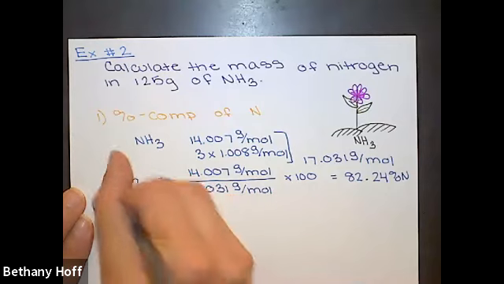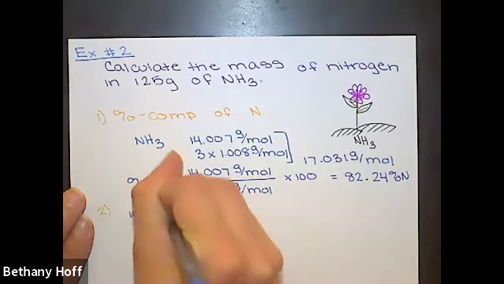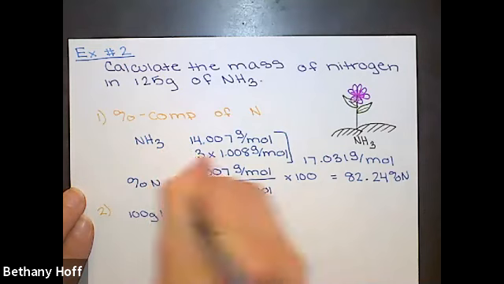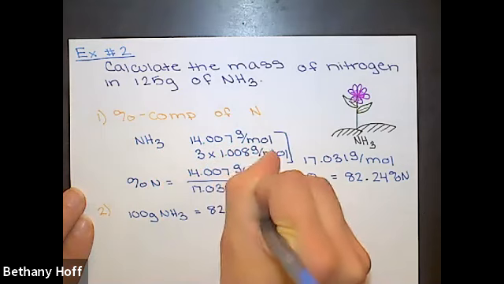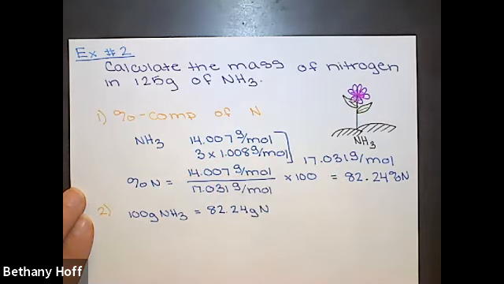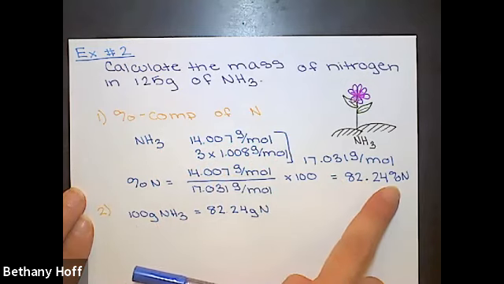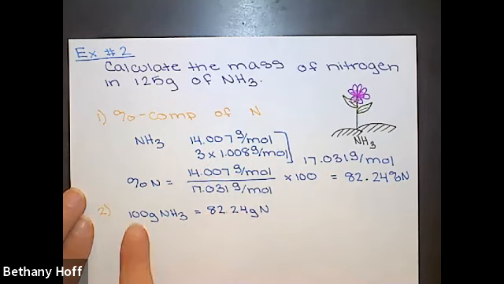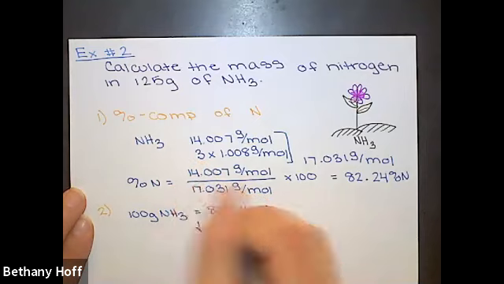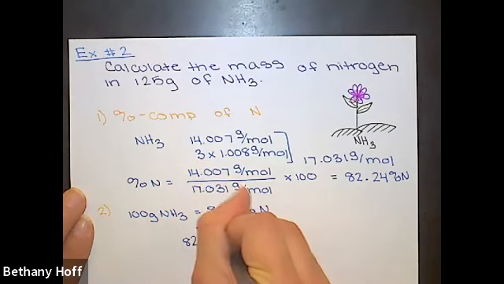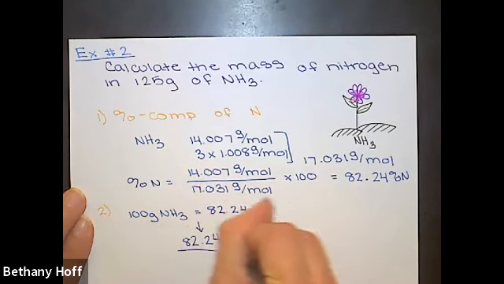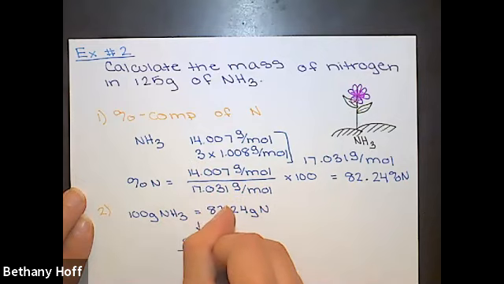Step number 2, we need to set up our conversion factor and assume a 100-gram sample. So if we have a 100-gram sample of ammonia, that means that we have 82.24 grams of nitrogen. Because, again, if we have a 100-gram sample, 82.24% of that is nitrogen. So 82.24% of the 100 grams is going to be 82.24 grams. Let me just go ahead and set this up as a conversion factor by putting these as a ratio on top of each other. So we have 82.24 grams of nitrogen over 100 grams of ammonia.